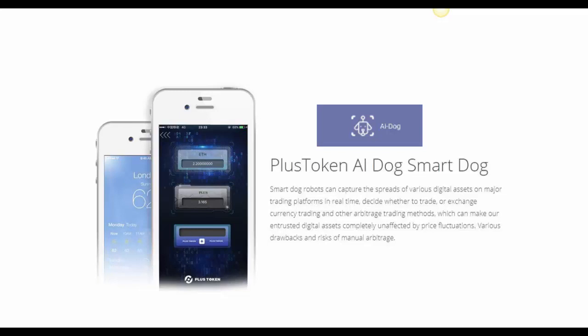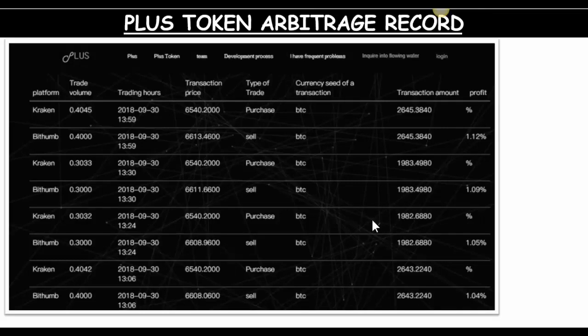On the next screen, I'm going to show the transparency that the company provides on a regular basis in terms of the types of actual transactions that they have done using the AI Dog software. So in this first example here, it shows some trades from the end of September for Bitcoin. And the important thing to note is on the far right side, you can see that every two lines represents one trade. Each trade shows the ROI for that specific trade.